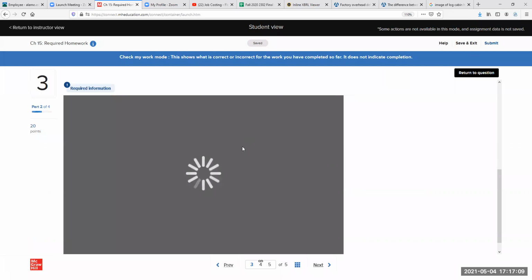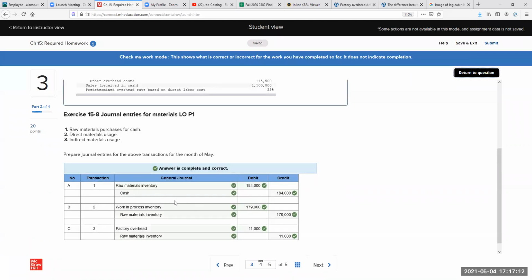So let's see how everything looks. So remember, you buy materials with cash or accounts payable, then the direct materials goes into work in process, but the indirect materials go into factory overhead. And if you'll notice, the credit's the same on both of them. They're going out of inventory, either into work in process because it's a direct material, or factory overhead if it's an indirect material.